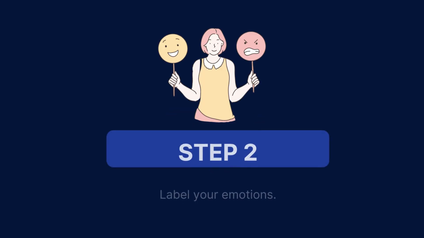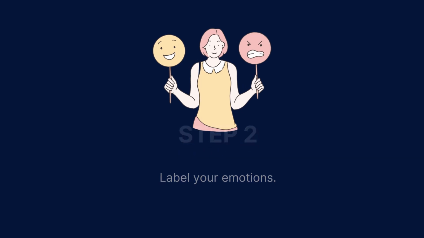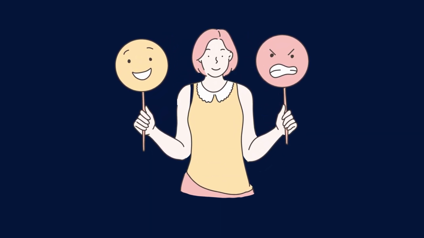Next, label your emotions. Once you have identified the emotions that match how you feel, use the list as a reference to label and name those emotions. This labeling process can help you gain clarity and take ownership of your emotional experiences.